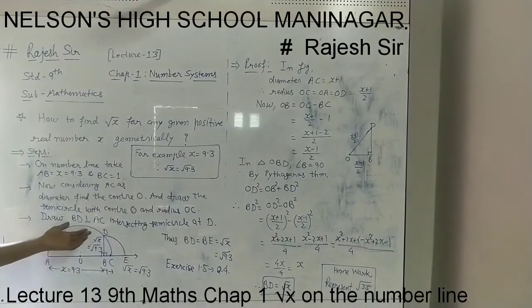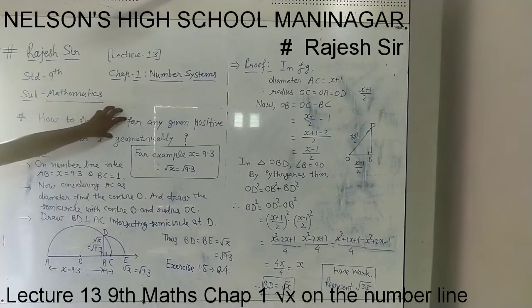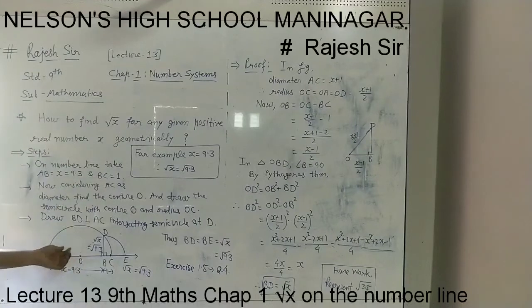So this way we can represent any root having an irrational number on the number line. These are the steps.